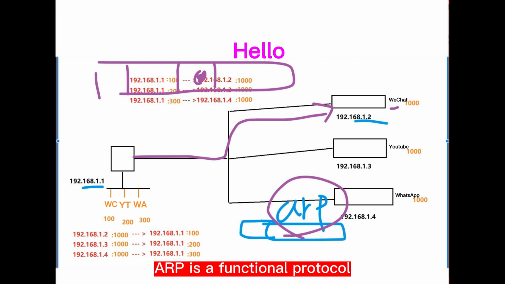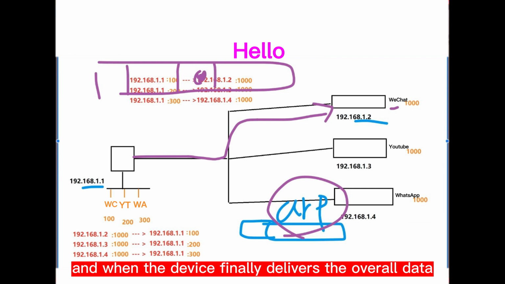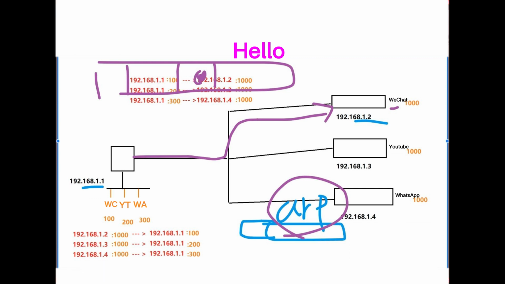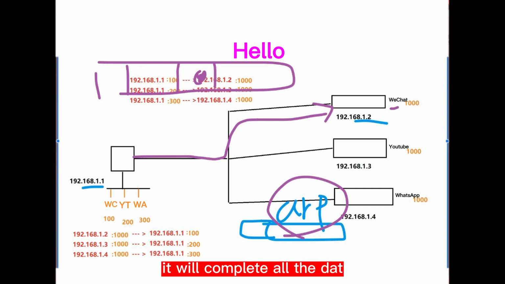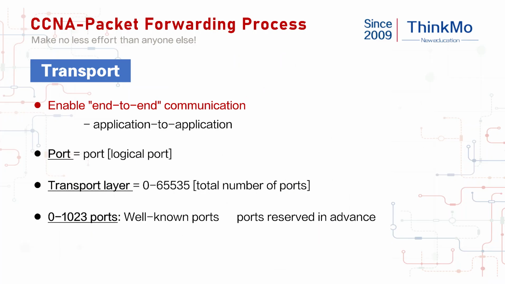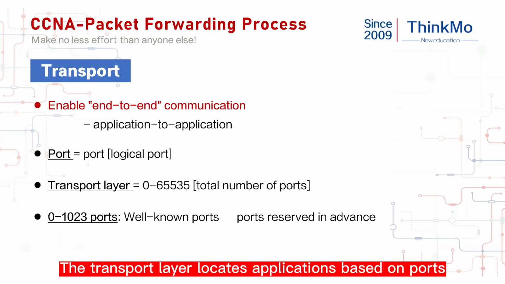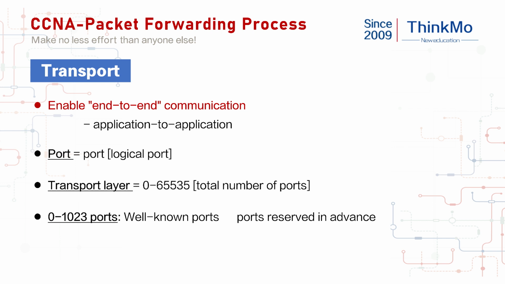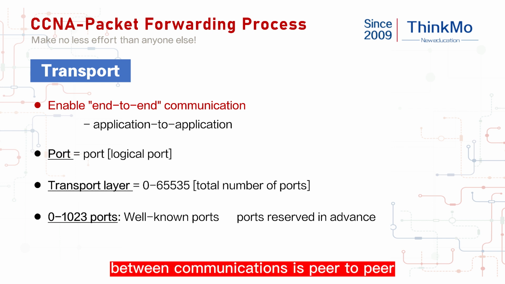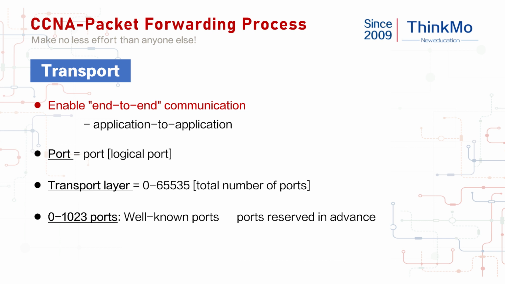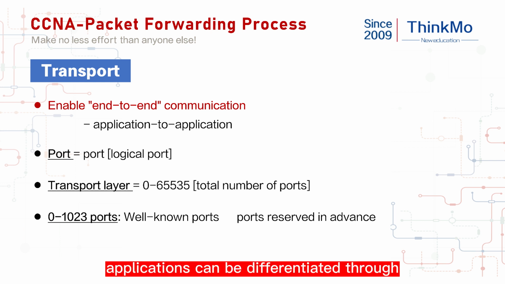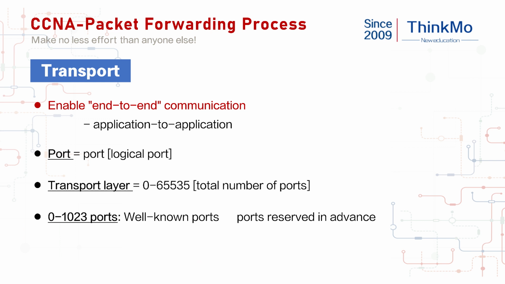ARP is a functional protocol that requests a MAC address. And when the device finally delivers the overall data, it completes the whole data encapsulation process. The transport layer locates applications based on ports. The exchange of visits between communications is peer-to-peer. Then the PC receives the data, and applications can be differentiated through different ports. This is a port-to-port exchange.